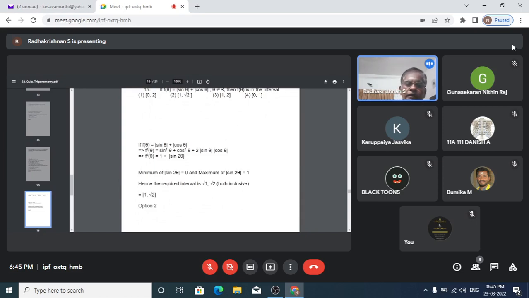But we know that sin 2 theta will have a range of 0 to 1. But sine of any angle, 2 theta is also any angle only. So its range will be between 0 and 1. So f square theta will have a range of 1 plus 0 to 1 plus 1, that is 1 to 2. So that means f will have a range of 1 to root of 2.